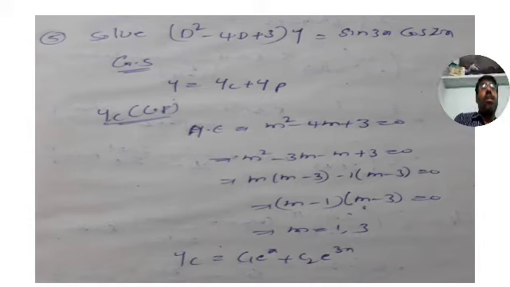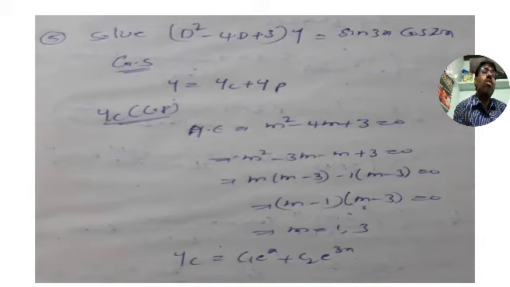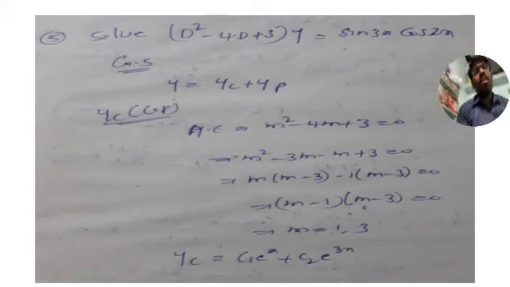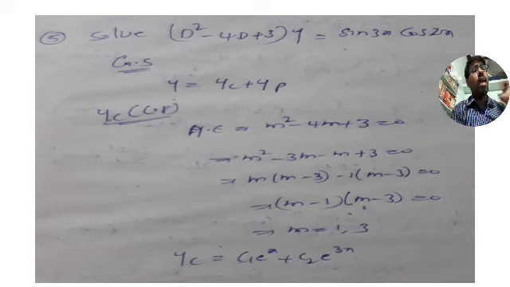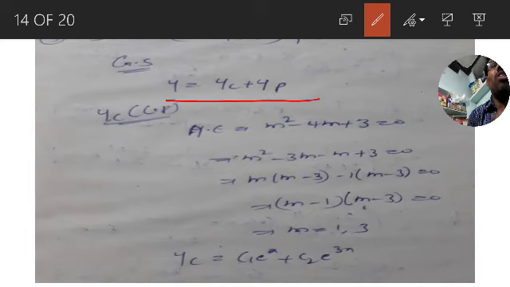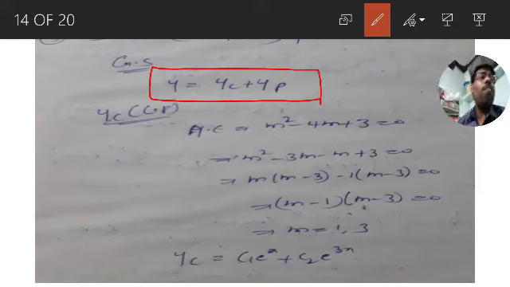Have patience in that. Now you see, what is the problem? Solve D square minus 4D plus 3 of y is equal to sin 3x into cos 2x. Now this is a non-homogeneous differential equation, that is confirmed. Once the equation is non-homogeneous, what is the general solution? The general solution contains two terms, yc and yp. So the general solution of the given non-homogeneous differential equation is y is equal to yc plus yp.